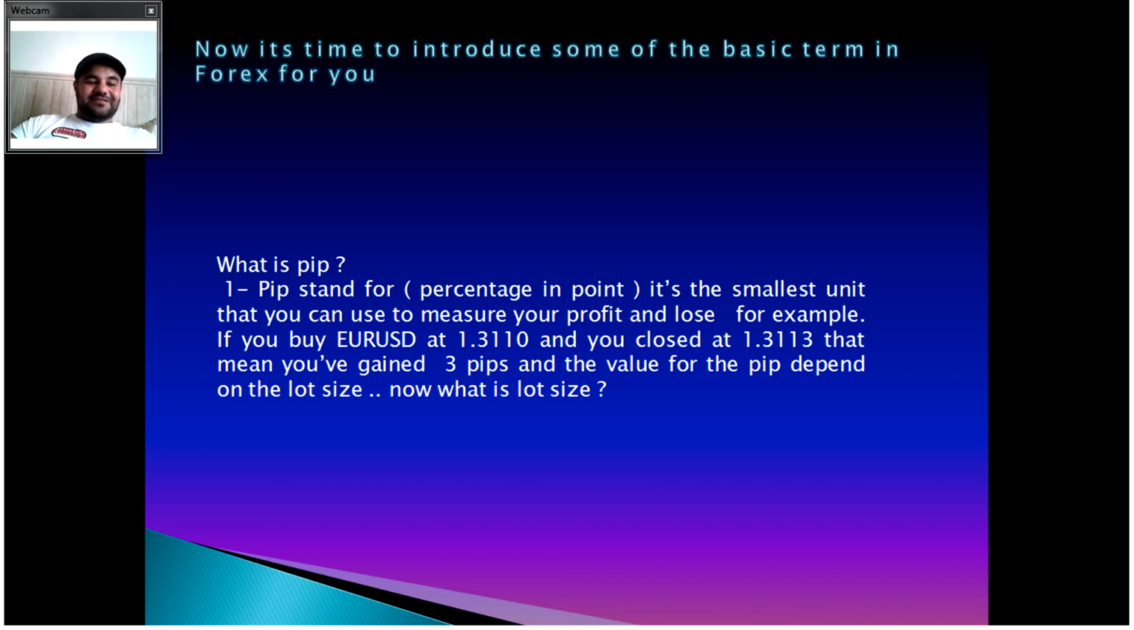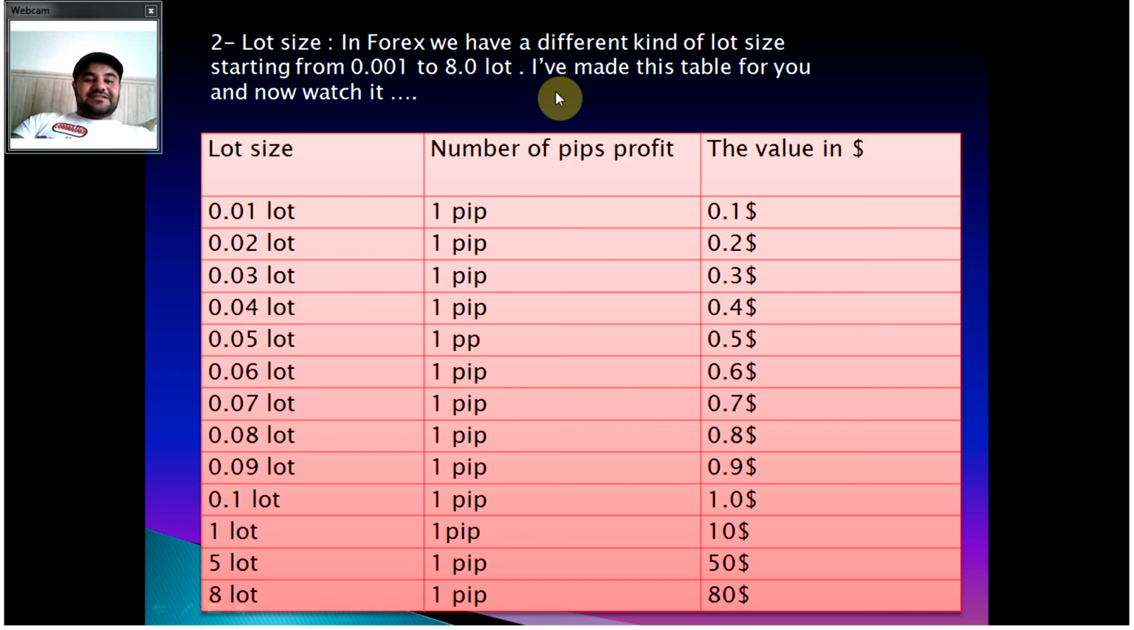What is lot size? In forex we have different kinds of lot sizes starting from 0.01. Sorry, this is not 0.001, it's just 0.01, just like here. Sorry, this is a typing mistake. It goes up to 8 lots. If you use 0.01 lot and you gain 1 pip, the value of 1 pip in cash will be 0.1 dollars, and so on. Whenever the lot size increases, the pip value increases. With 8 lots, 1 pip of profit will be $80.